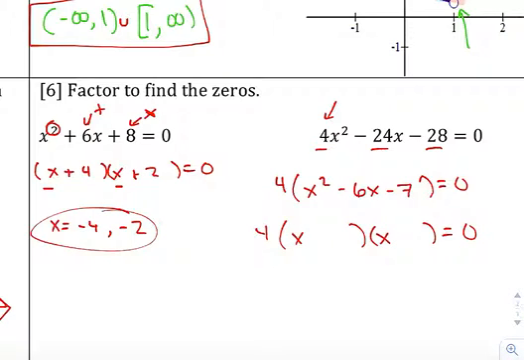So x and x make my x squared. Looks like 7 and 1 multiply to make a negative 7. And if I make it negative 7, positive 1, I get my negative 6. So my zeros here, and again I should have two zeros, are going to be negative 1 for the first term and then 7 for the second.